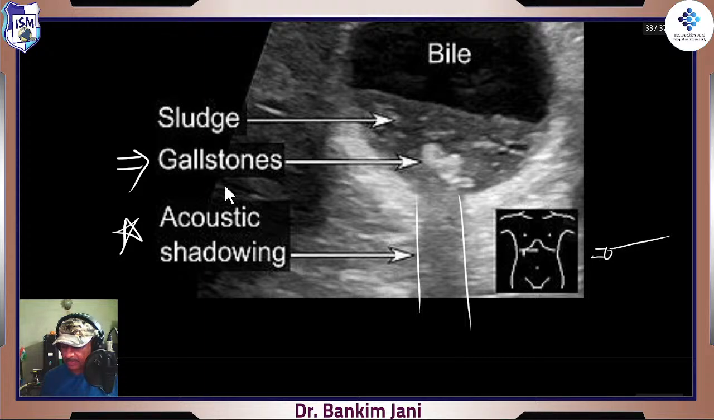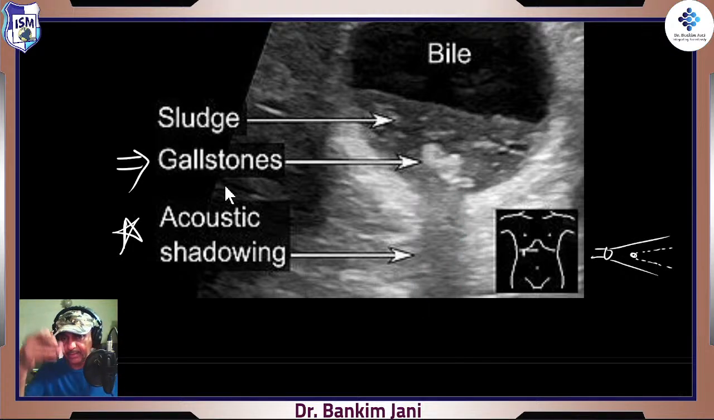That's the torch and then the beam, and if there is anything over here, then just behind there is darkness. Behind the object there is darkness because the rest of it is lighted. So this is what is called acoustic shadowing. This acoustic shadowing is the classical pattern that this is a solid structure and behind it those sound waves are not going, right? So they are the stones.